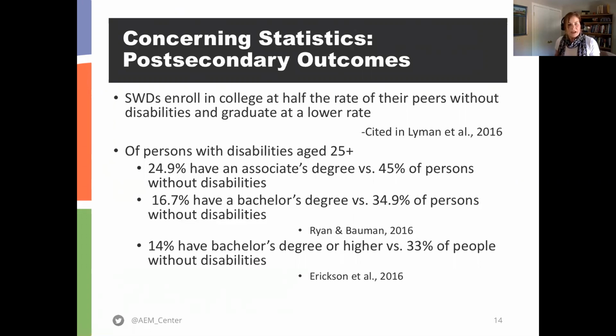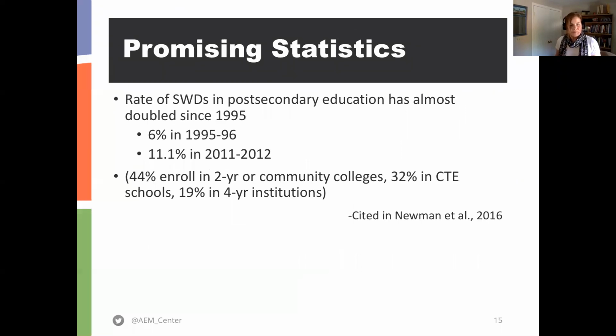So we're looking at tremendous gaps in the ability to have equal access to employment and competitive salaries as these students are exiting post-secondary, if they do graduate. 14% have bachelor's degrees or higher versus 33% of people without disabilities.